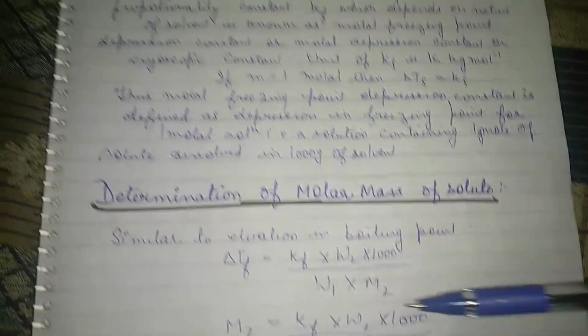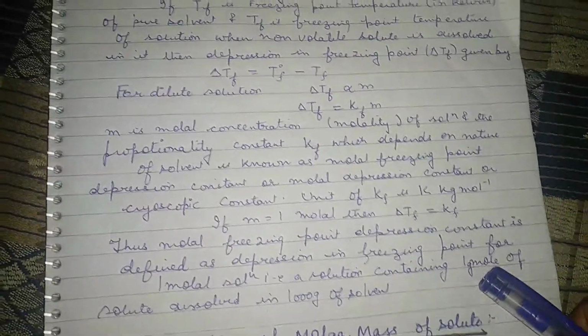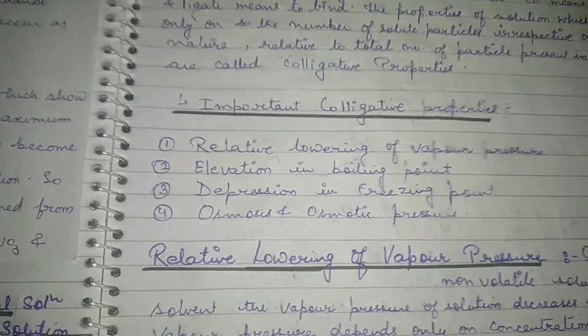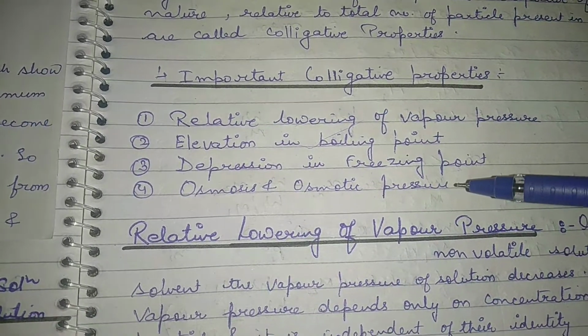So this is all about the depression in the freezing point, elevation in the boiling point, and relative lowering in the vapor pressure. These are the three colligative properties which I have discussed today, and the rest, osmosis and osmotic pressure, I will discuss in the next video.